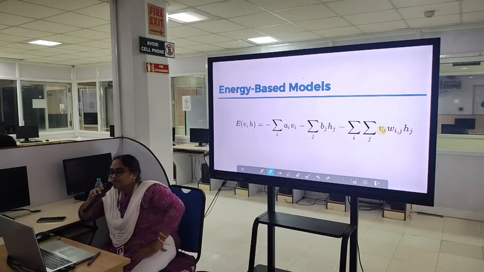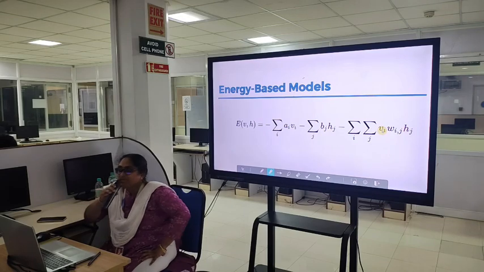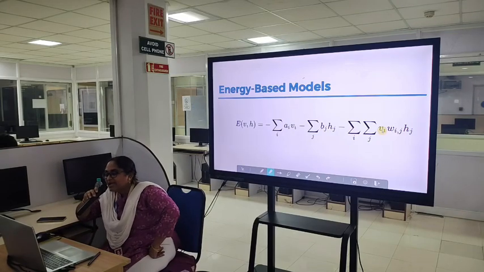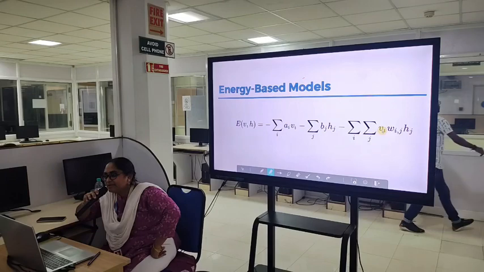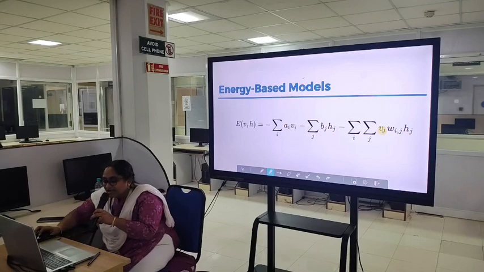So the formula for any energy-based model in a Boltzmann machine is given as follows. E is nothing but the energy, V is the input state, H is the hidden state, and A and B are the biases. In any multi-layer perceptron, you will have B as a bias. Here A and B, two variables, are the biases. V is nothing but the input state, H is the hidden layer.